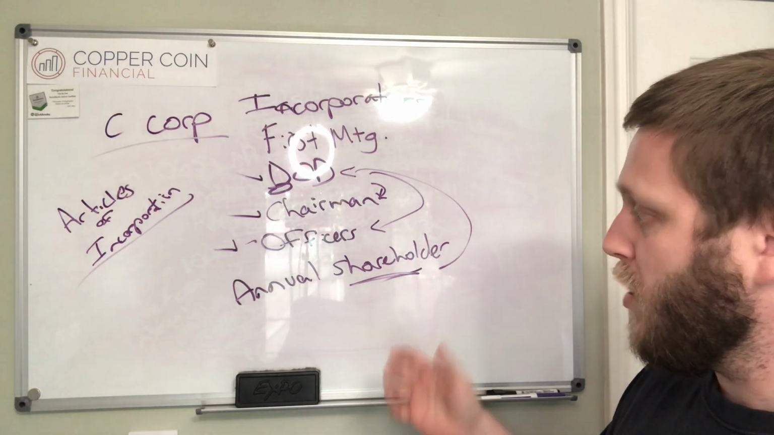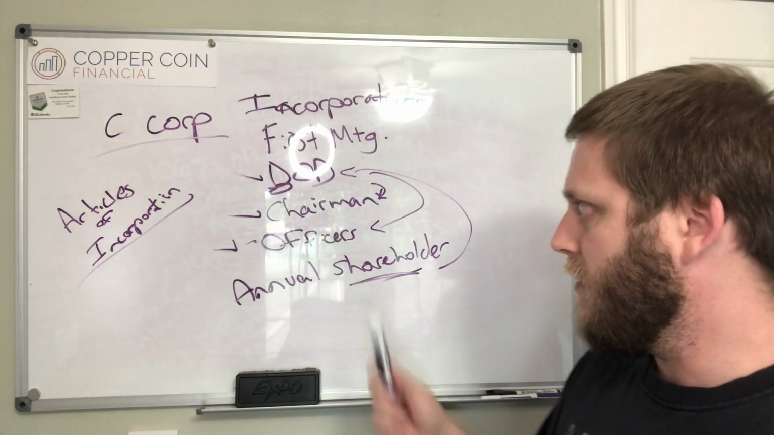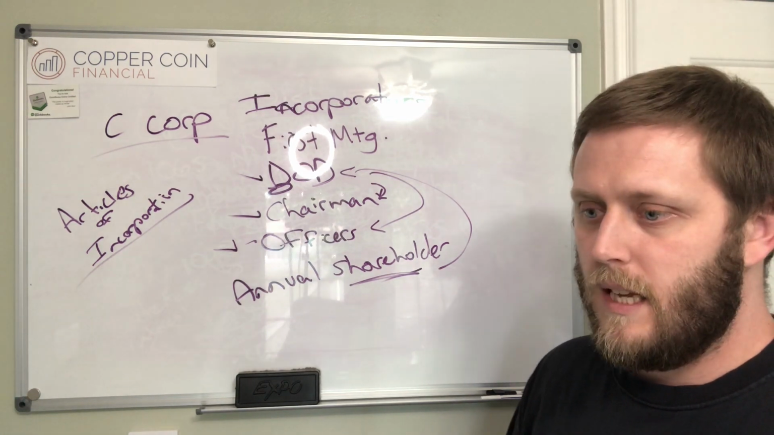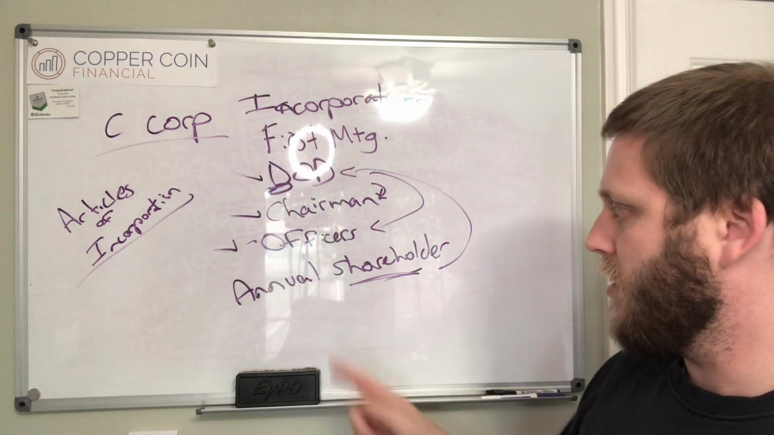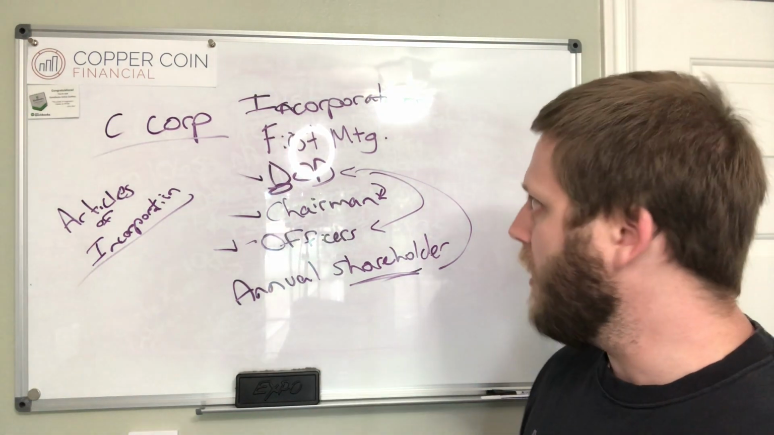So there's a little more, and you do need to keep records. You have to keep what's called minutes. These are just records of these meetings happening. And that's it. You're going to continually do that every year. It's an annual meeting, not just whenever you want to.